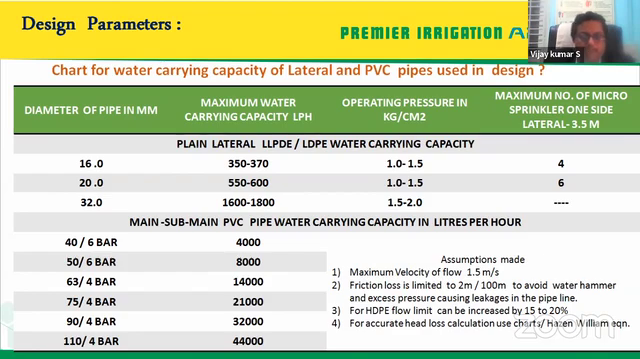I'm just repeating the same thing just for us to do the selection. So when I did this approximate chart, I have considered the following assumptions. The maximum velocity of flow that we will allow in the PVC pipeline or in the lateral will not exceed 1.5 meters per second. And second, we will restrict the friction loss in the pipe to not more than 2 meters per 100 meters.